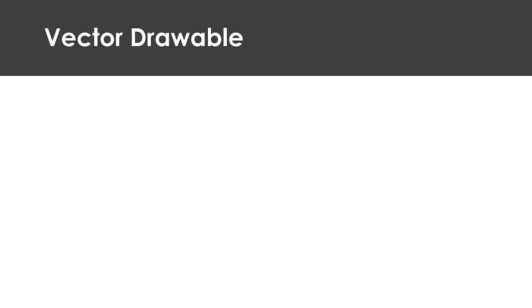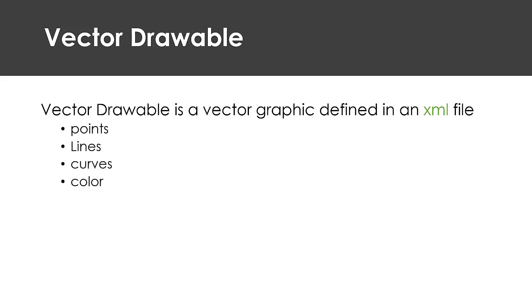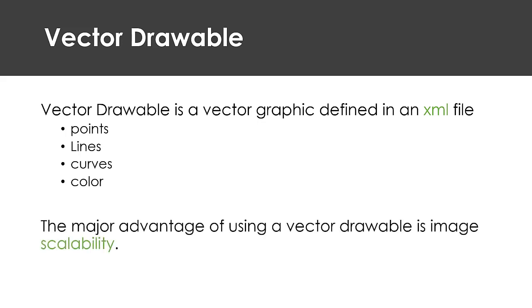Aside from the raster graphics like PNG and JPG images, Android also supports vector drawables. Vector drawable is a vector graphic defined in an XML file as a set of points, lines, and curves along with its associated color information. The major advantage of using a vector drawable is image scalability.